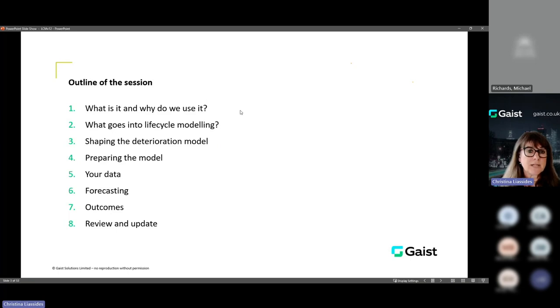What is it and why do we use it? What goes into life cycle modelling? The deterioration model. So this is quite an important part of any life cycle modelling. And that tells you really what it is. So this is all about how the model and how the process works. And then we talk about what you really need to do in order to prepare the model, what kind of data we need, what goes on in terms of the forecasting, and then looking at the outcomes and how you would look at things in the future when you've done your life cycle modelling, what happens then. So that's the basic structure.